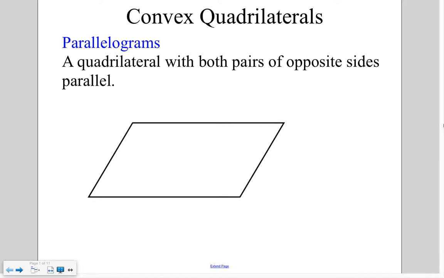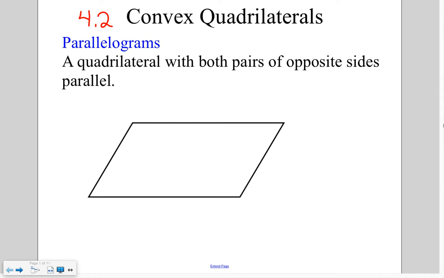Hello, welcome to lesson 4.2, talking about convex quadrilaterals, specifically parallelograms. This is our first quadrilateral that we're going to be introducing. We're going to be talking about all the different properties that are associated with a parallelogram.